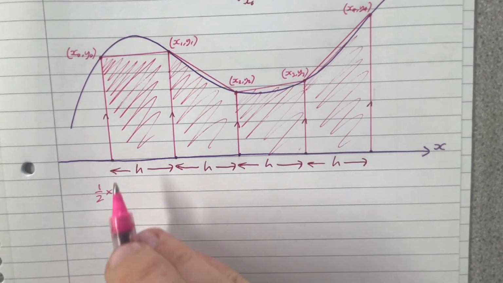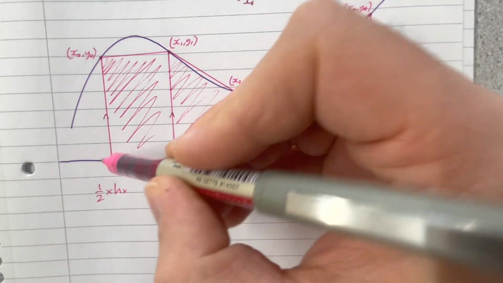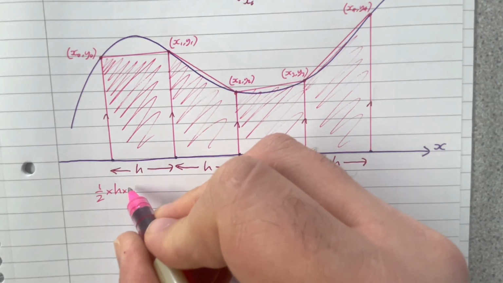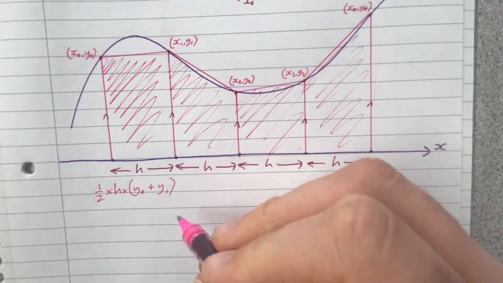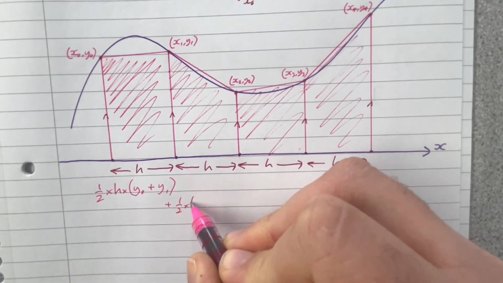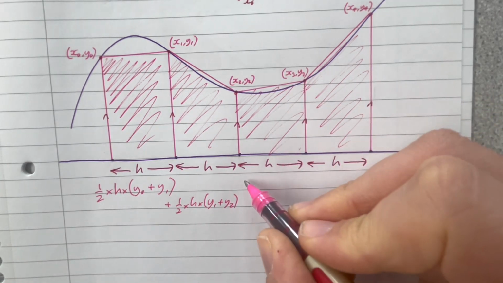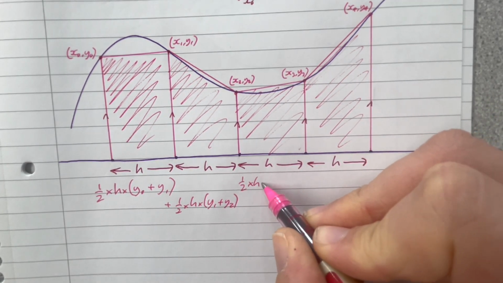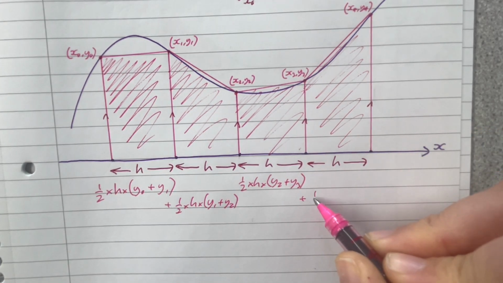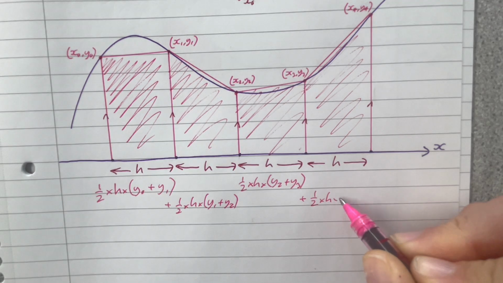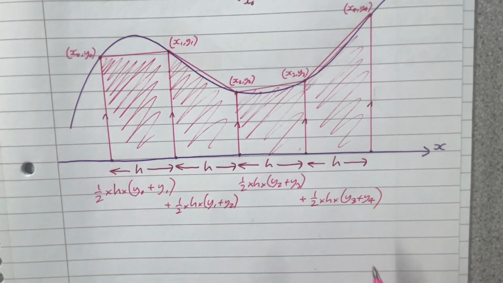So the area of the first trapezium is going to be a half h times the sum of the 2 parallel sides, and that has a height of y0, and that has a height of y1. So y0 plus y1. And then the next trapezium will have a half times h times y1 plus y2. And the third trapezium will have a half times h times y2 plus y3. And then the last trapezium will have half times h times y3 plus y4. So that's each trapezium.